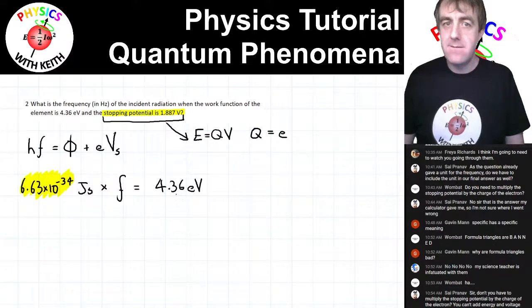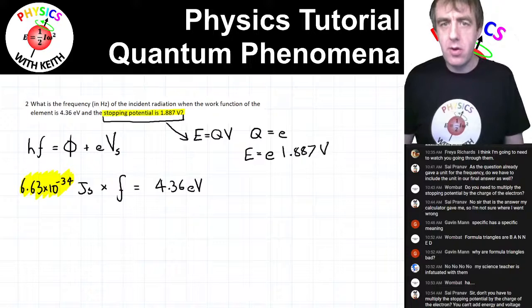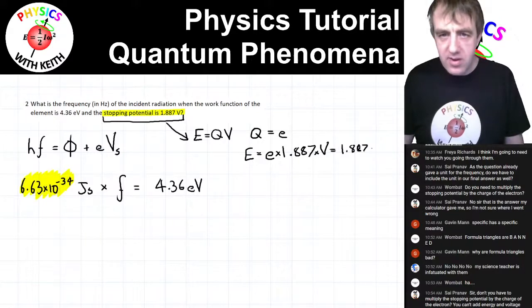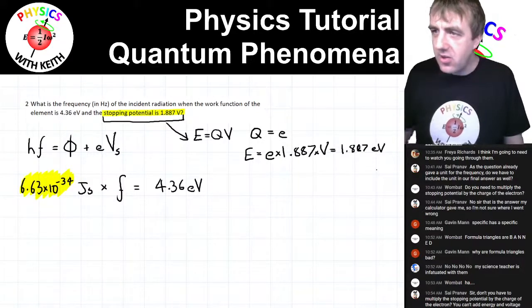So what I've actually got here is an amount of energy equals to charge, which is E coulombs, multiplied by a voltage, which is 1.887 volts. Let's rearrange this. Oops, I'm getting to the edge of the screen. I think it just fit.